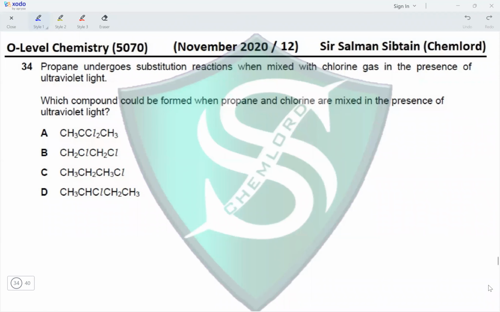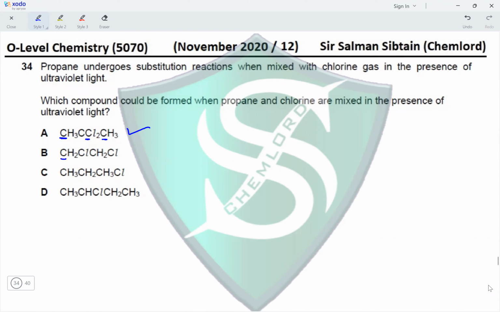Question 34. Propane undergoes substitution reactions when mixed with chlorine gas in the presence of ultraviolet light. Which compound could be formed when propane and chlorine are mixed in the presence of ultraviolet light? So we have propane. So one carbon, two carbon, three carbon here, and two of them have chlorine substituted on it. So this is very much possible.